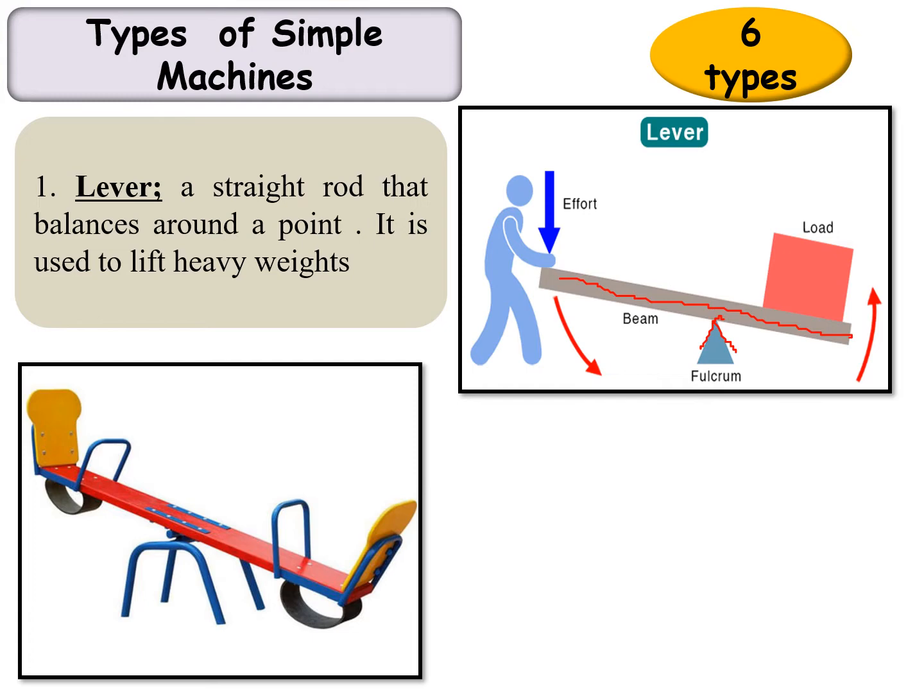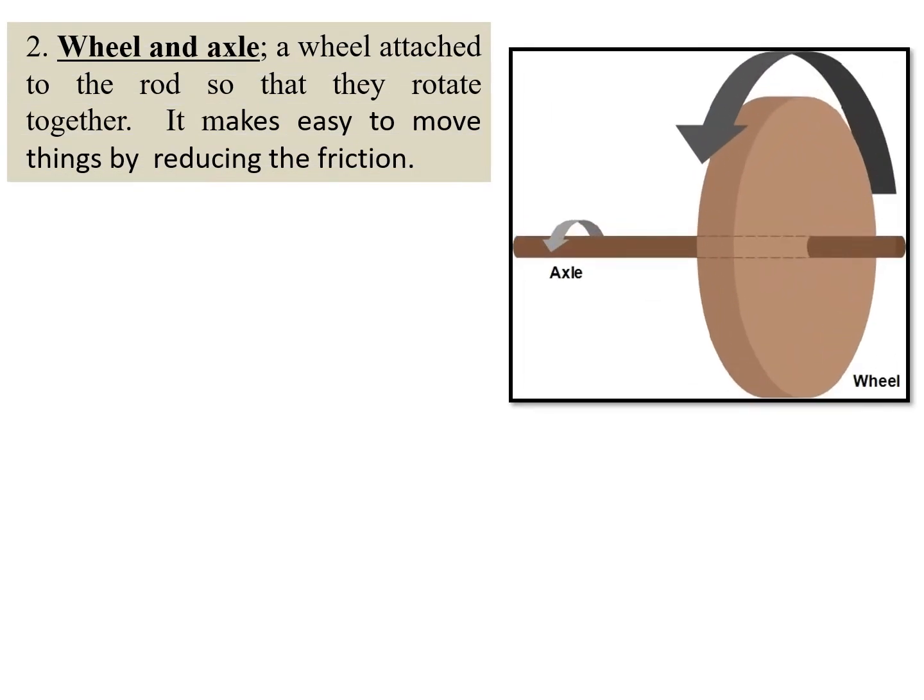So what is a lever? It is a straight rod which is balanced on a point, and it is used to lift heavy objects or heavy weights. Second type of simple machine is wheel and axle, where a wheel is attached to the rod so that they rotate together. It makes easy to move things by reducing friction. We have a wheel. Through this wheel at the center is the axle. Both of these work simultaneously. So if the wheel rotates, along with it the axle will also rotate. So it makes the work easy by reducing the friction.